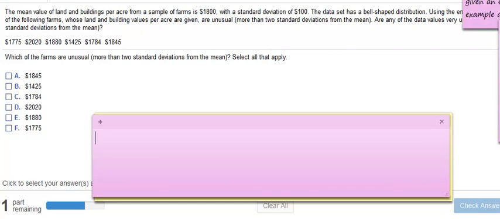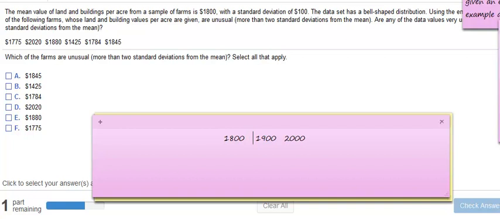Okay, so in this video we're going to talk about the empirical rule, and we're given a problem which says the mean value of land and buildings per acre from a sample of farms is 1800 and the standard deviation is 100. So if we look at our data here, we've got 1800 is the mean, and if we want one standard deviation above the mean, it would be 1900.